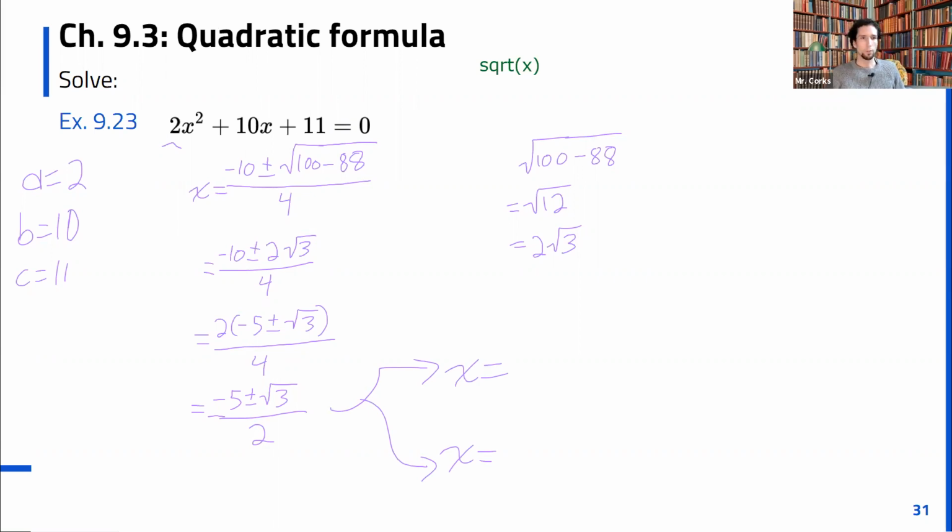I always think the formula questions are boring. There's no challenge. There's no excitement to them. But good to do some practice. Anyone have questions about quadratic formula?